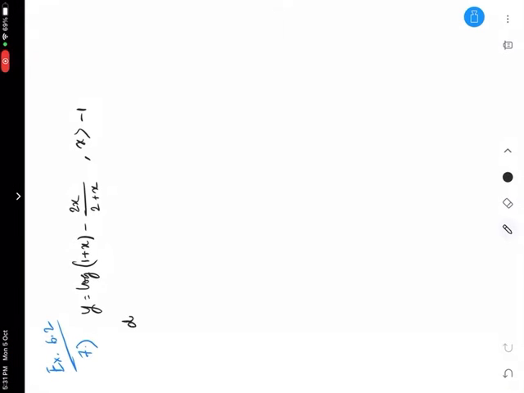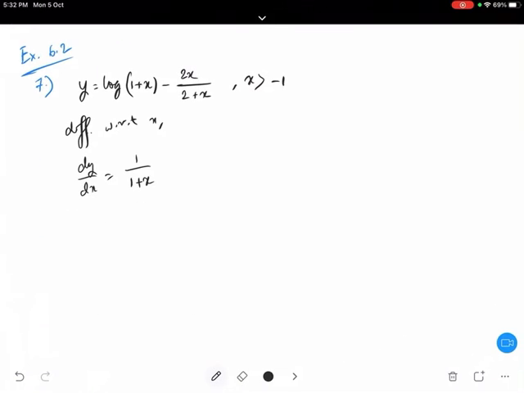So what do you get? Differentiating with respect to x, what do you have? You have differentiation of y is dy/dx, and differentiation of log of 1 plus x is 1 by 1 plus x. Then differentiation of 2x by 2 plus x, I will use the quotient rule.